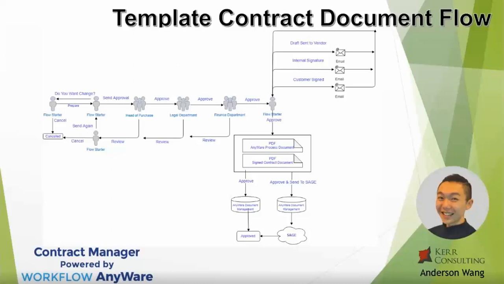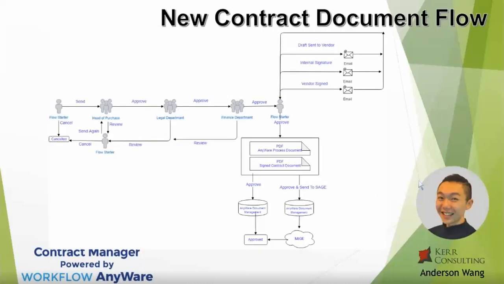Now let's move on to the third diagram. We have the new contract document flow. Now this is where I come up with a draft. This is my own personal draft that I just want to get approved before I can prepare an official, like a PDF formatted contract, to get signed by the vendor. It's also very easy, as displayed through this diagram here.